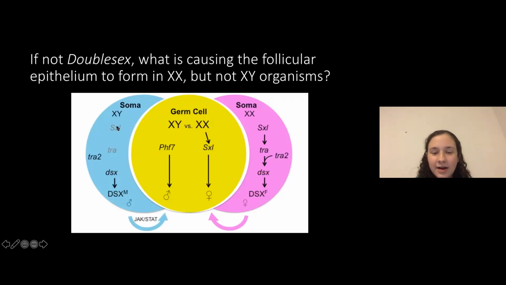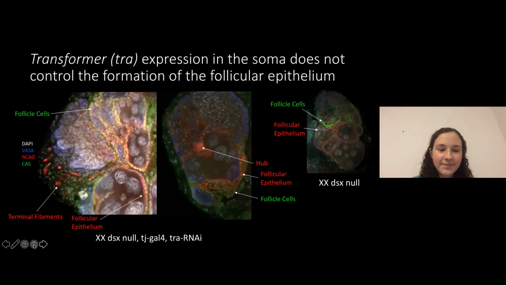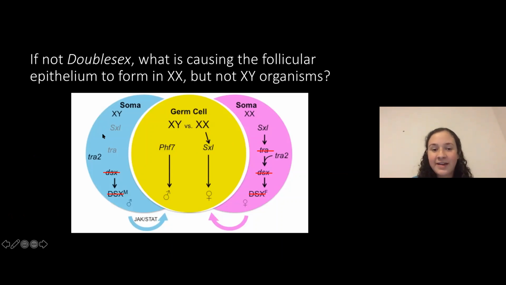So I tested something else too, to see if not double sex, what is causing the follicular epithelium to form in XX but not XY organisms. First you knock out double sex, because that's the thing that we're trying to look past. And the next thing I tested was TRA in the soma, also known as transformer. It's worth noting that males don't have this form of transformer expressed in the soma, only females.